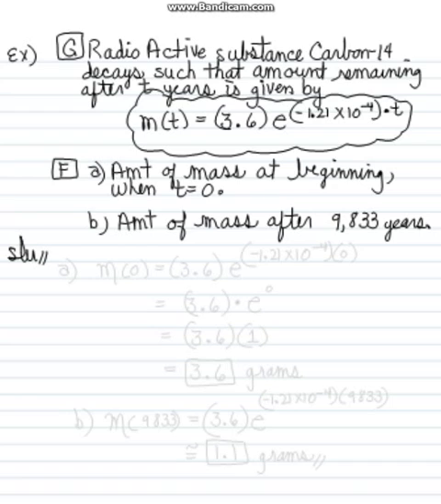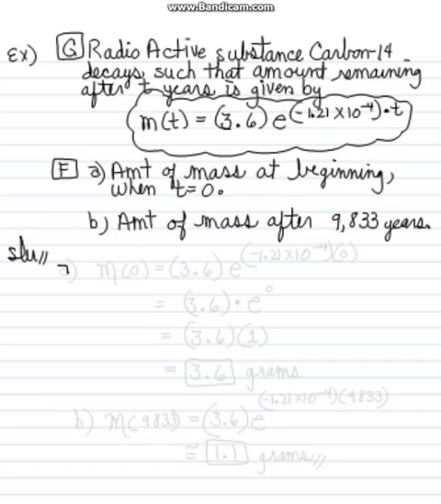We're going to find part A, the amount of the mass at the beginning of the experiment when time T is equal to 0. And then part B, the amount of mass that is remaining after 9,833 years. So we're going to take this material, carbon-14, and we're going to work out the amount of mass beginning when time is equal to 0.